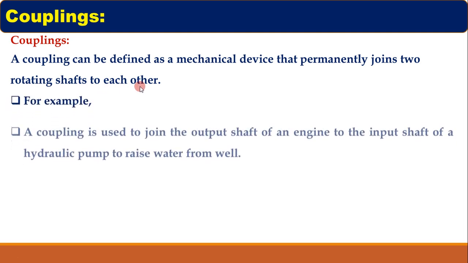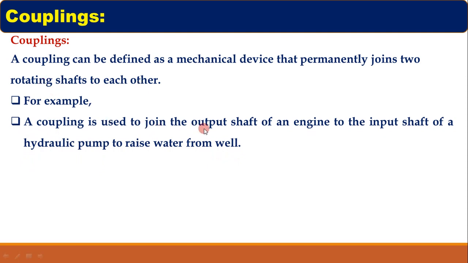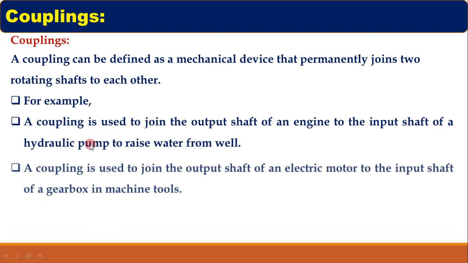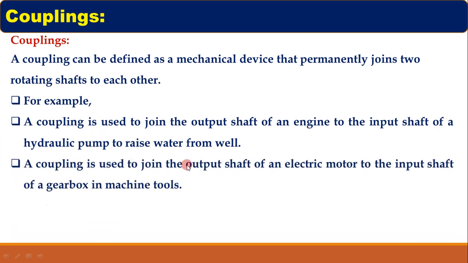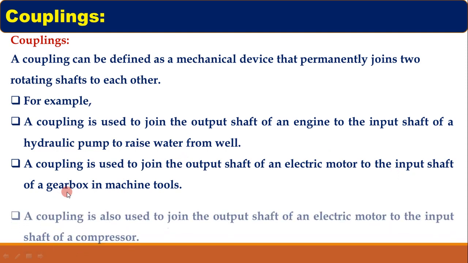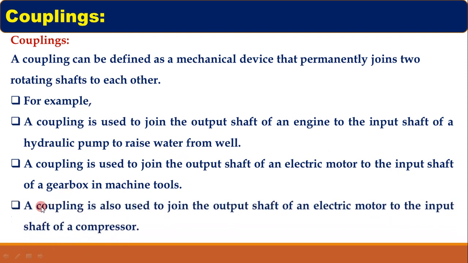For example, a coupling is used to join the output shaft of an engine to the input shaft of a hydraulic pump. Similarly, a coupling is used to join the output shaft of an electric motor to the input shaft of a gearbox. Also, a coupling is used to join the output shaft of an electric motor to the input shaft of a compressor. So these are some examples where the coupling is used.